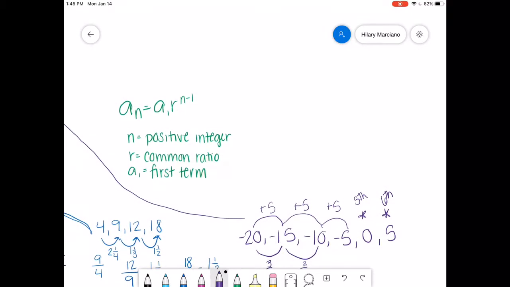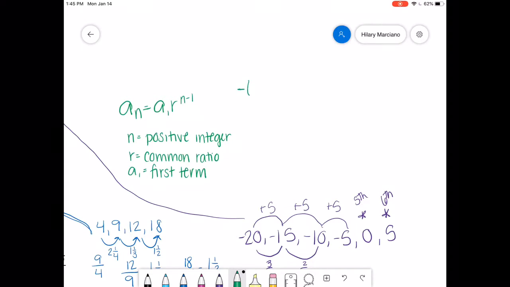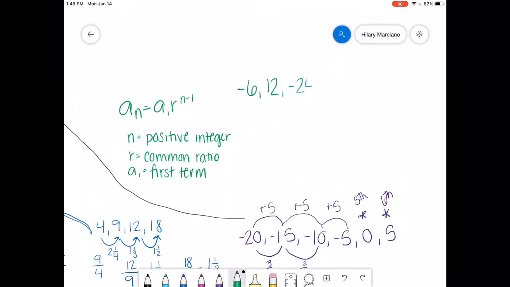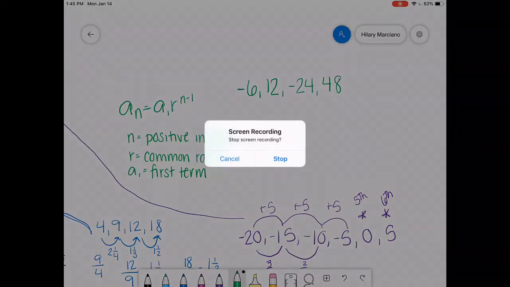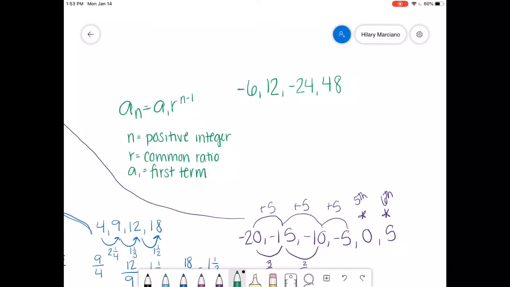Now we need to look at this up here. This is our formula for finding the nth term of a geometric sequence. So if we have -6, +12, -24, +48, and they're asking us to write the equation for the nth term, our first term is -6. We can figure that out pretty easily, right? Now we need our common ratio. So we're going to put 12 over -6, which is going to give us -2. Check and make sure that's right: 24 over 12, it's going to give us -2.